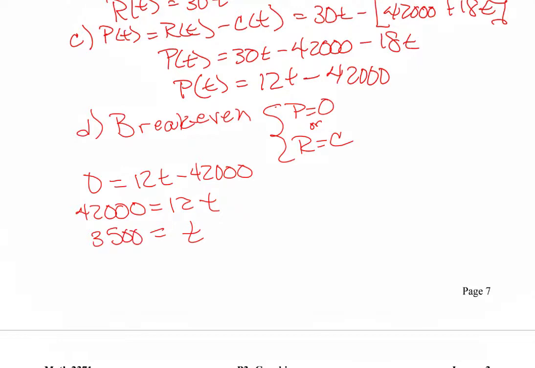3,500. All right, now the way I want you to tell me your final answer for all word problems where you have a numerical solution, numerical being a number, is a complete sentence.